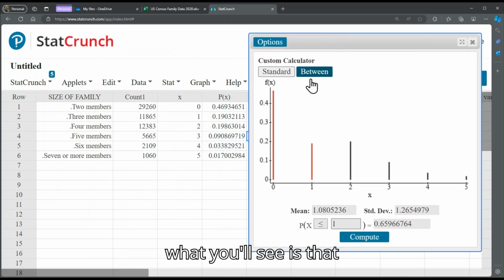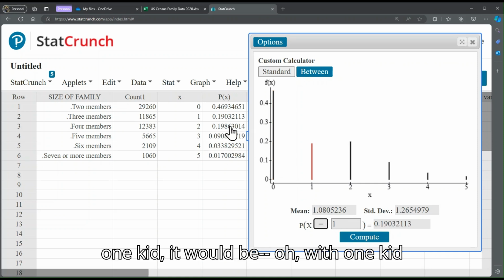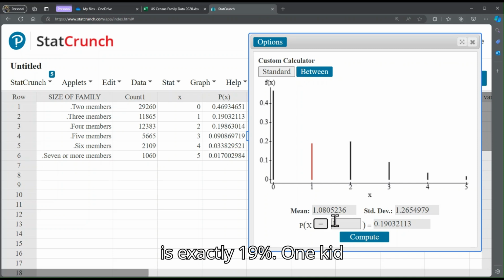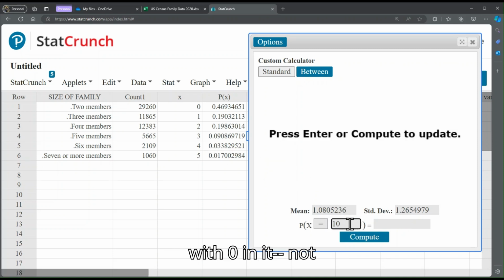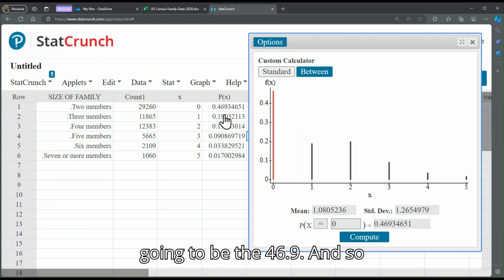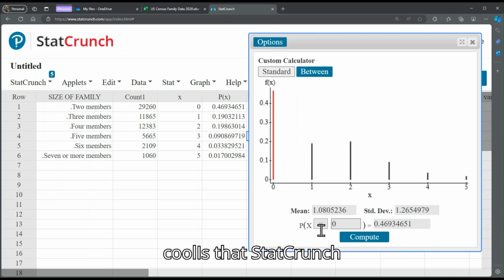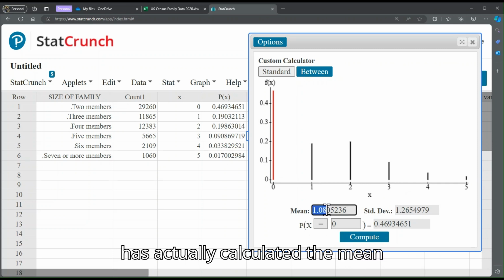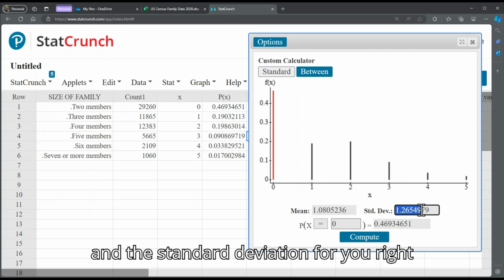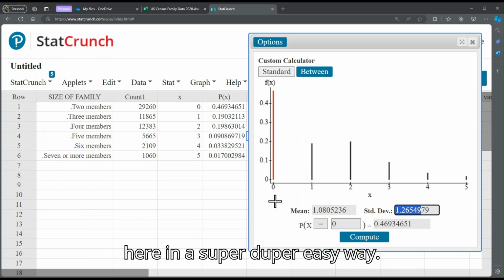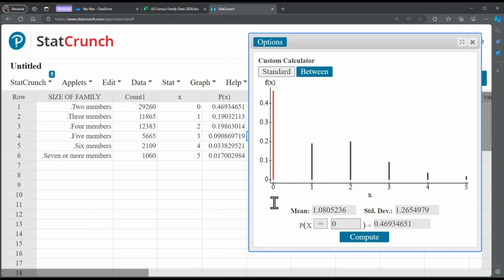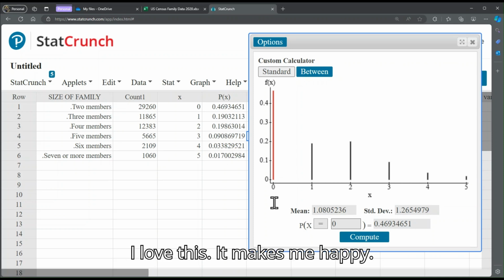And what you'll see is that for a household with 1 kid, it is exactly 19%. And a household with 0 kids is going to be 46.9%. And so this is my actual probability distribution right here. And what's super cool is that StatCrunch has actually calculated the mean and the standard deviation for you right here in a super duper easy way. I love this. It makes me happy. Hopefully it makes you happy.